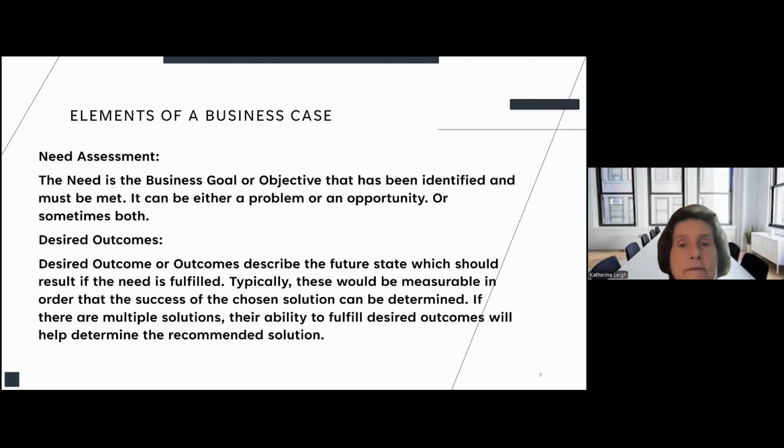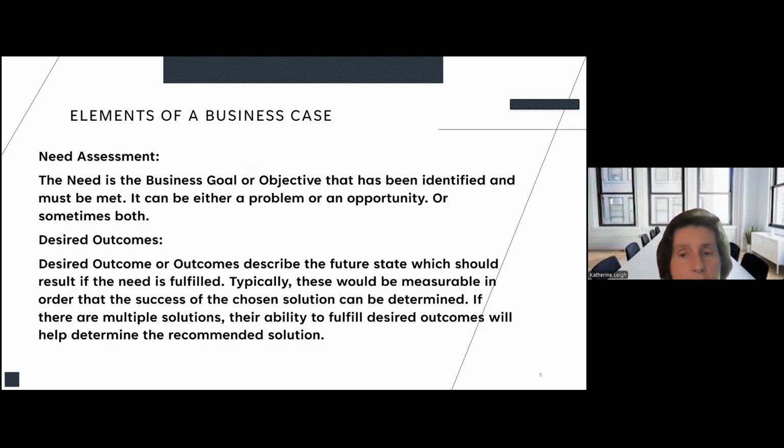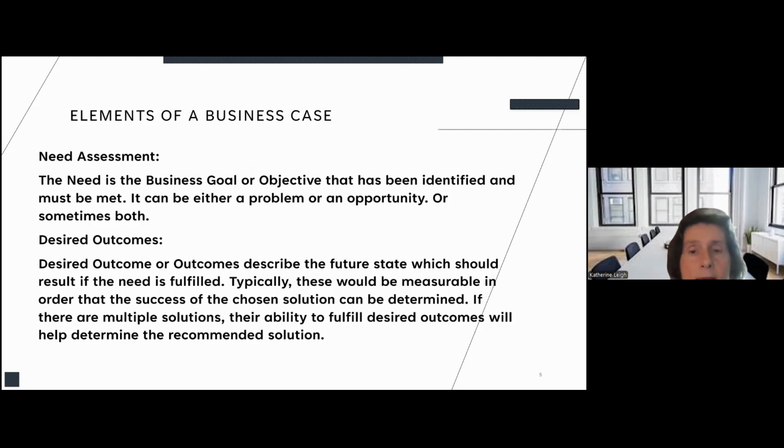The elements of a business case start off with the need assessment. The need is typically a goal or objective that has been identified by someone and given to you, and it must be met. It can be either a current problem or an opportunity that the business wants to make sure you take advantage of, or sometimes both a problem and an opportunity.